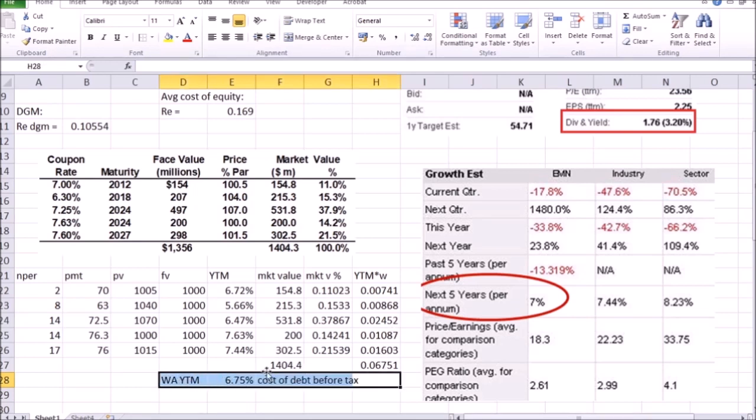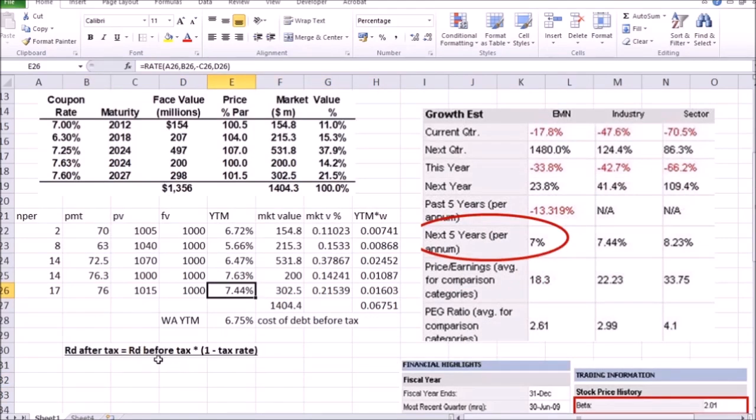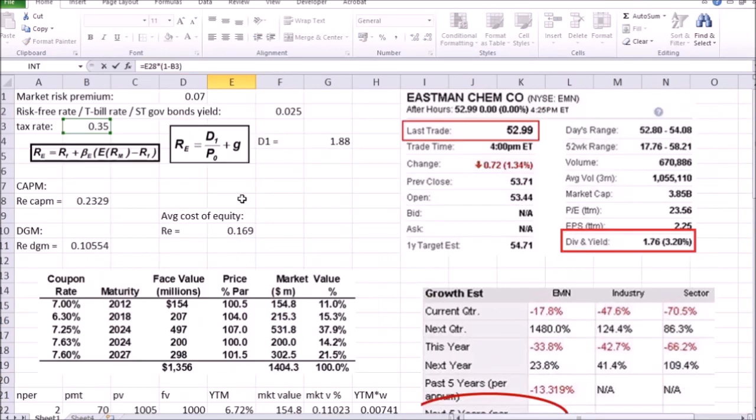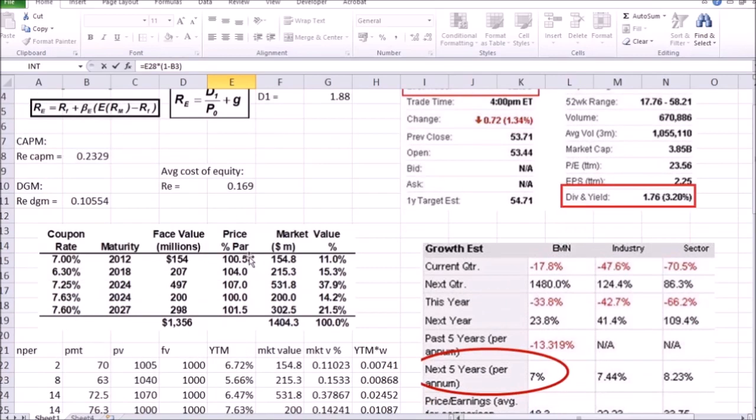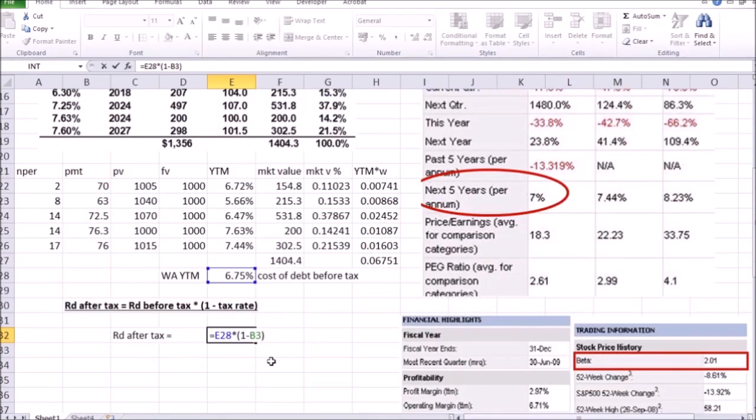Next, we need to find the cost of debt after tax, where we multiply the cost of debt before tax by 1 minus the tax rate. With the tax rate being 35% over here from above, that gives us after-tax cost of debt of nearly 4.4%.